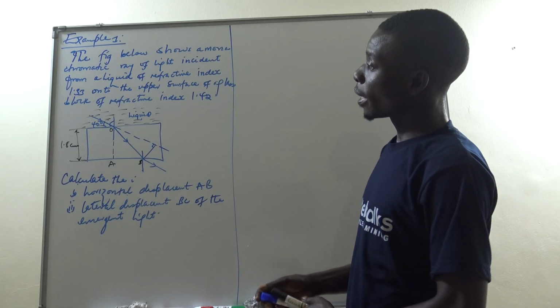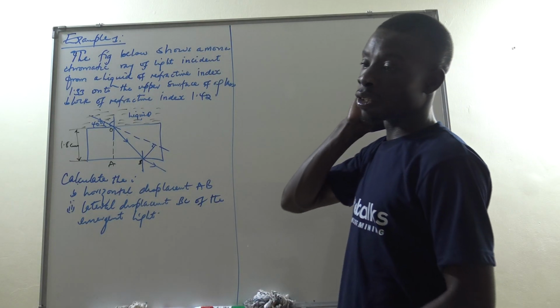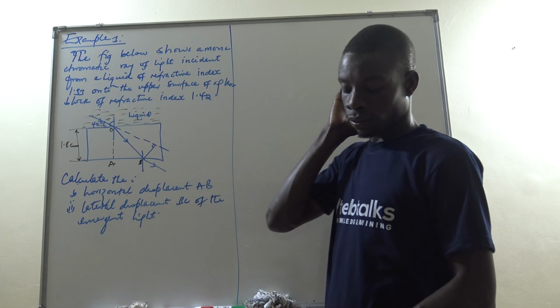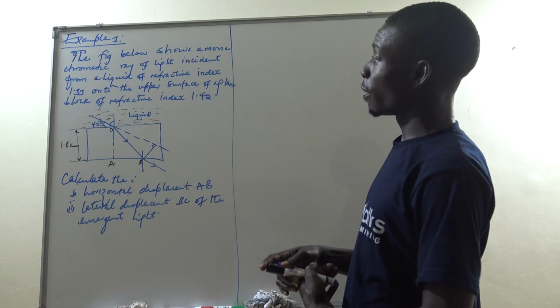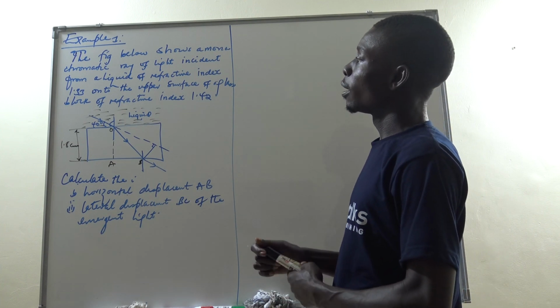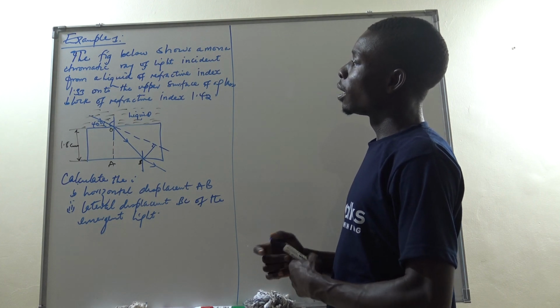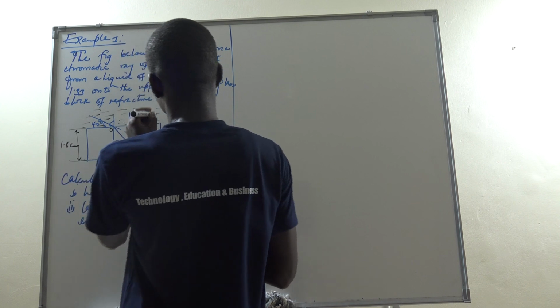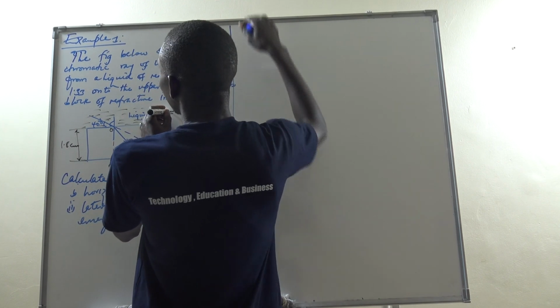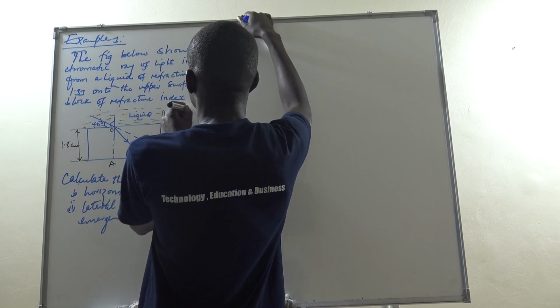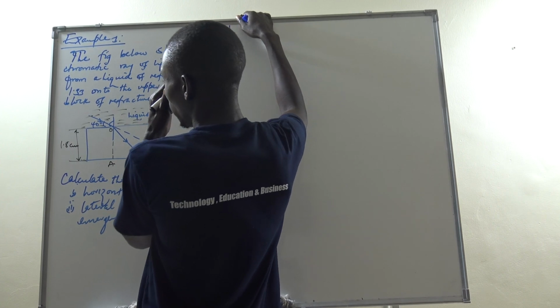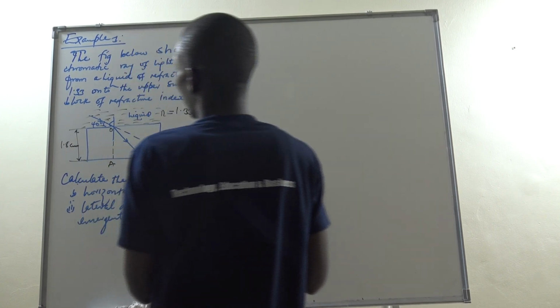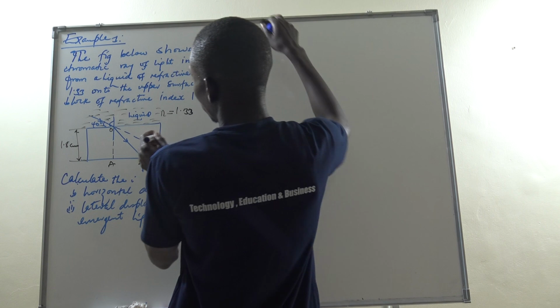So this is our example number 1, testing the knowledge of sidewise and lateral displacement. Seeing the figure below shows the monochromatic ray of light incident from a liquid of refractive index. Here they have given us the refractive index of the liquid as 1.33, onto the upper surface of a glass block of refractive index.